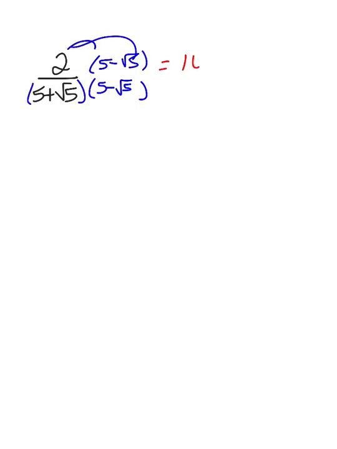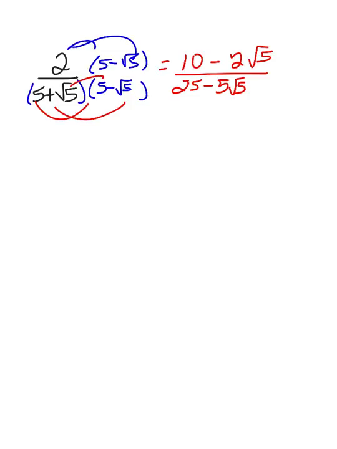So I have 10 minus 2 the square root of 5 over, so we double distribute, 5 times 5 is 25. 5 times negative the square root of 5 is negative 5 the square root of 5. The square root of 5 times 5 is 5 the square root of 5. And the square root of 5 times negative the square root of 5 is negative the square root of 25, which is just going to be minus 5.